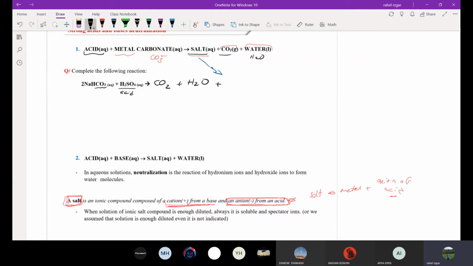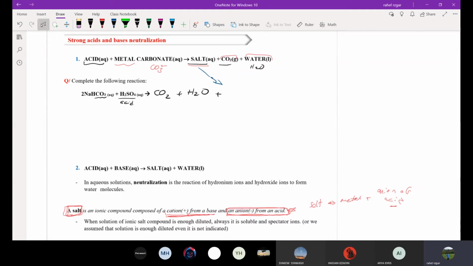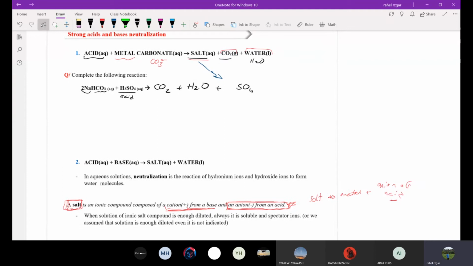Which one is the acid? This one is the acid. It must have the anion of the acid. So the anion of the acid is SO4. What is the cation? Na is the cation. The metal cation is Na. So it becomes NaSO4, and SO4 has a charge of 2, so it becomes Na2SO4.